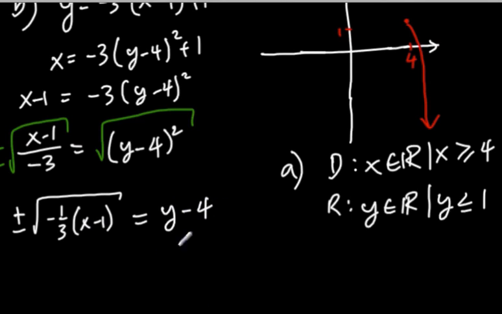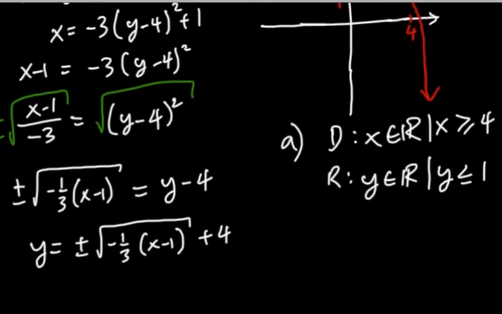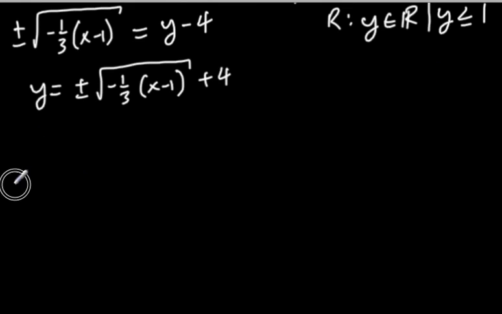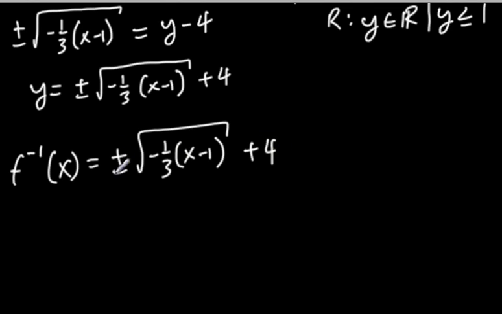Now, if I add 4 to both sides, y basically becomes plus or minus the square root of negative 1/3 x minus 1, plus 4. I've just basically added 4 to both sides. And the last thing I have to do is you must write it in this way. So it's f negative 1, which is basically f inverse, equals plus or minus square root of negative 1/3 x minus 1, plus 4.